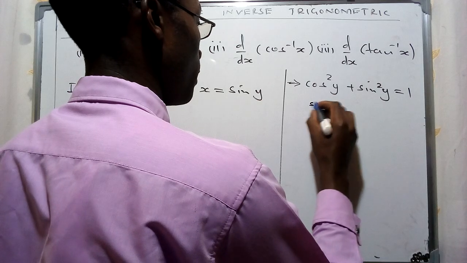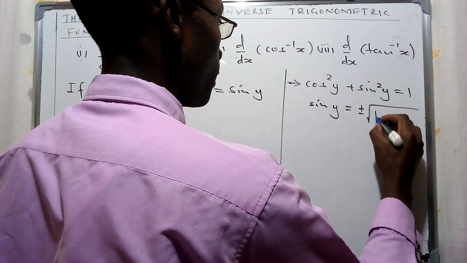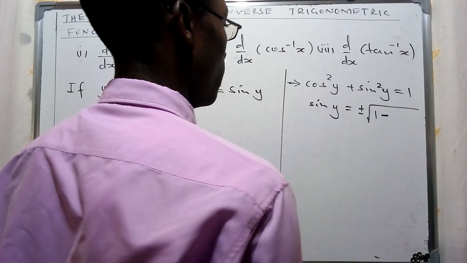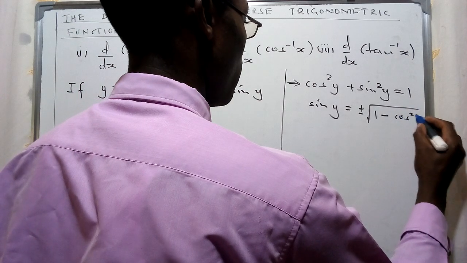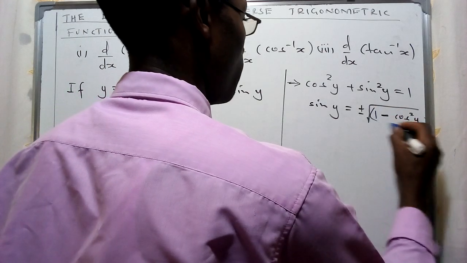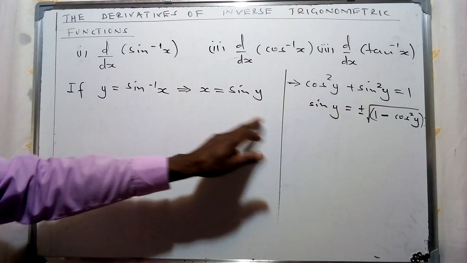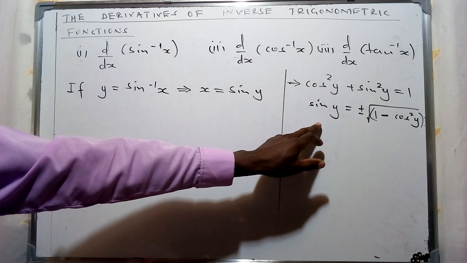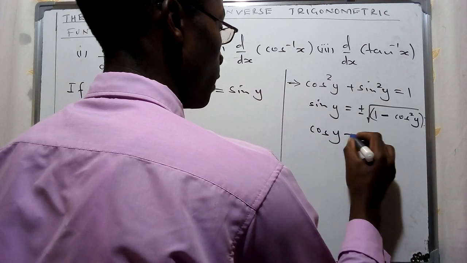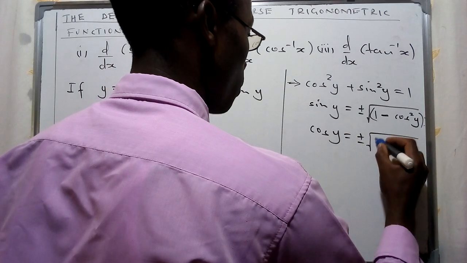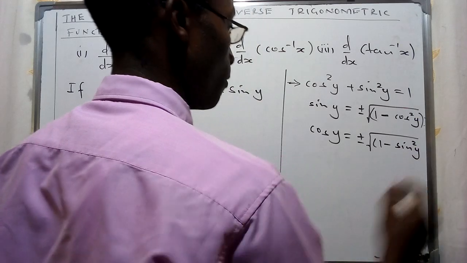We are going to have the sine of y represented as the positive or negative square root of 1 minus the cosine squared of y. So we can derive the sine of y using that representation. And as well, we can find the cosine of y as the square root of 1 minus the sine squared of y.